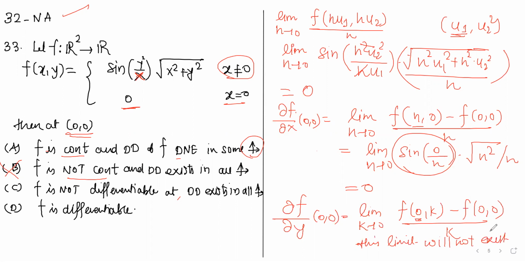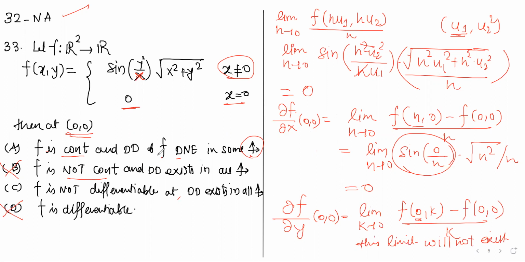This limit will not exist. So if a function is differentiable, then its partial derivatives exist in all possible directions. But right now the partial derivatives are not existing. That means my function is not differentiable. So the option that f is differentiable is gone.